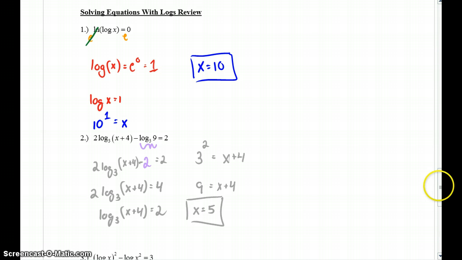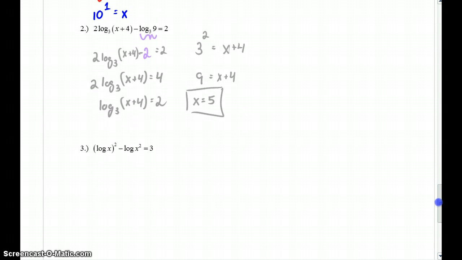Problem number 3. Log of x quantity squared minus log of the quantity x squared. Now there's a big difference between these two. This minus log of x squared, here we can pull the 2 out, just like we've done in previous pages. Negative 2 log x equals 3, and we still have a log x quantity squared.